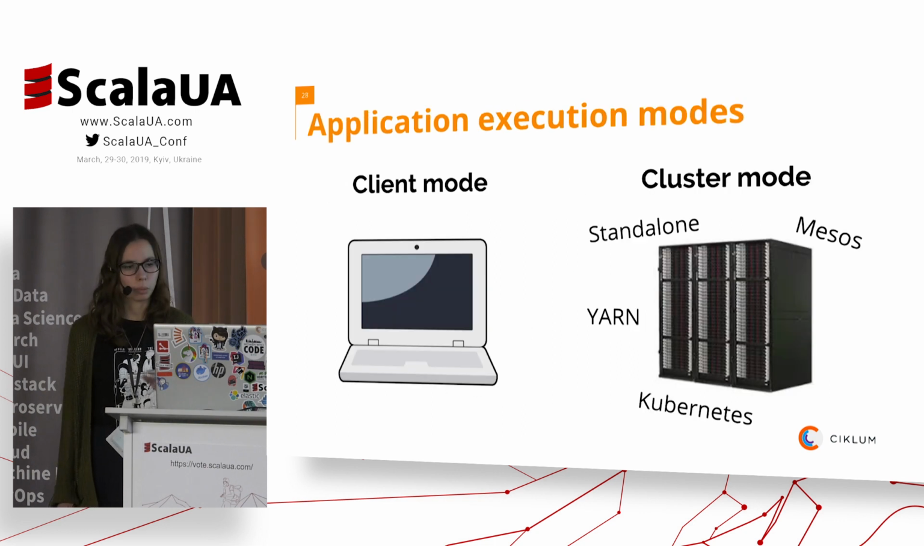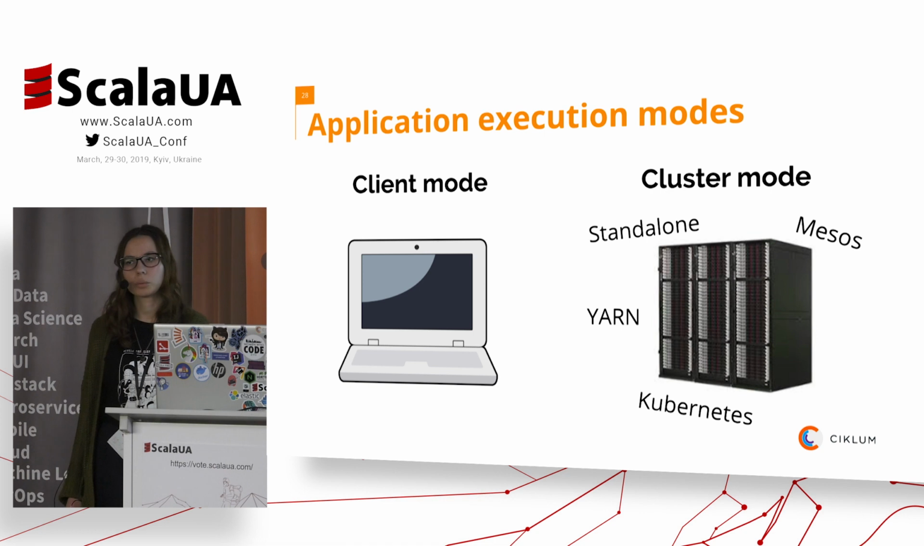In Spark, not only Spark streaming, we have these kinds of execution modes. So it's client mode and cluster mode. In client mode, we run our application simply on a machine we have, like a laptop, and we just use the resources we have. In cluster mode, we use a couple of machines, and we define the master. It can be standalone, Yarn, Mesos, and Kubernetes.